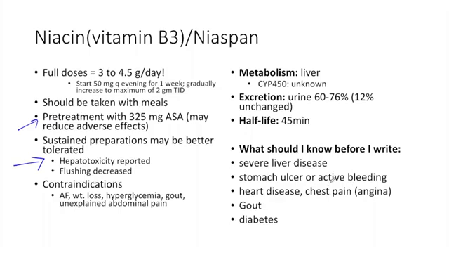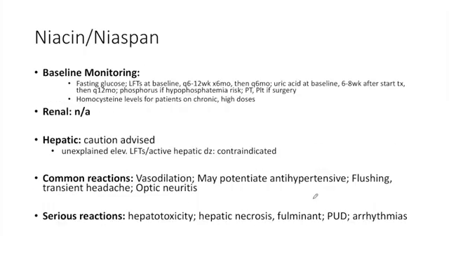Severe liver disease, stomach ulcer, heart disease, chest pain, gout, and diabetes are reasons that we would not use niacin. So I included everything here for you, so we need to look at what the fasting glucose is. I do not use niacin a lot because it does affect my diabetes. It will also interact with a lot of my hyperglycemia-associated agents, so it will cause a big problem for diabetic patients. So be very cautious with that.